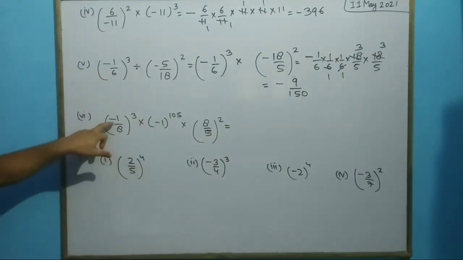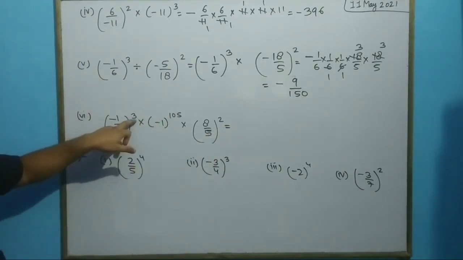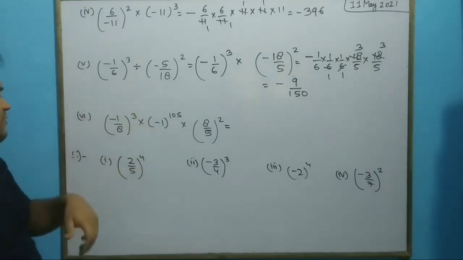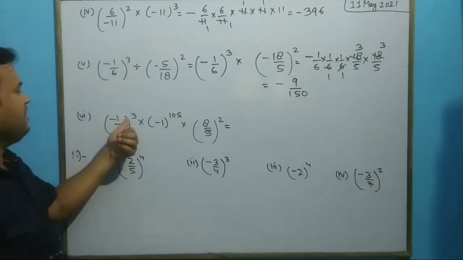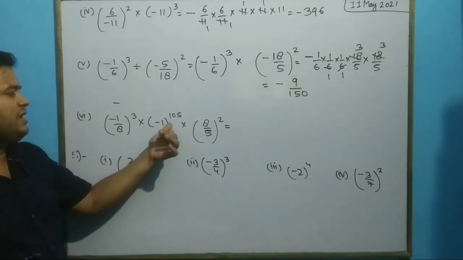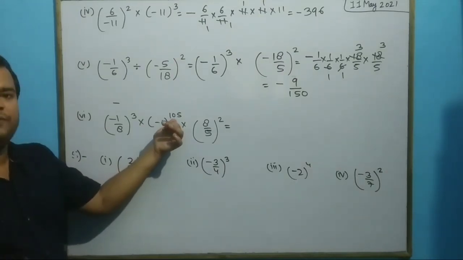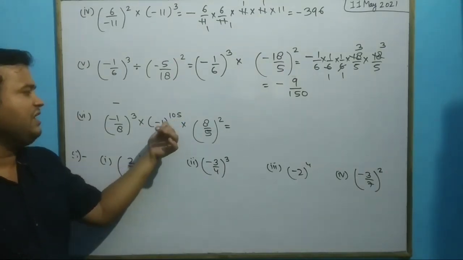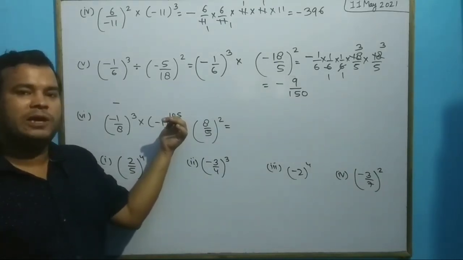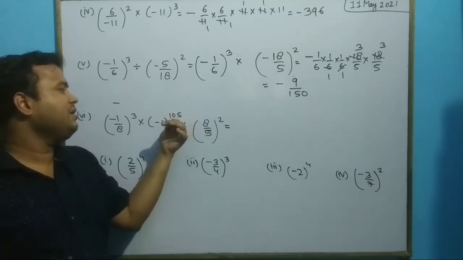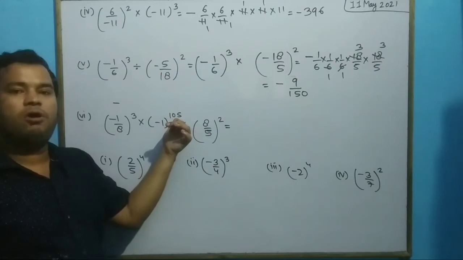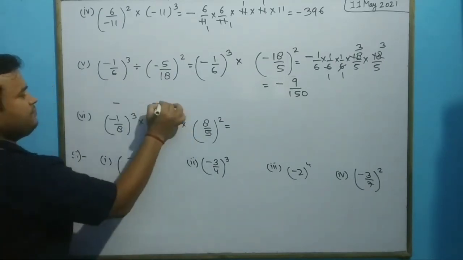It is minus raised to the power 3. It will be negative. Okay. Now minus 1 raised to the power 105. Here also negative raised to the power 105. 105 is an odd number. It is not divisible by 2. Negative raised to the power odd number will be negative.